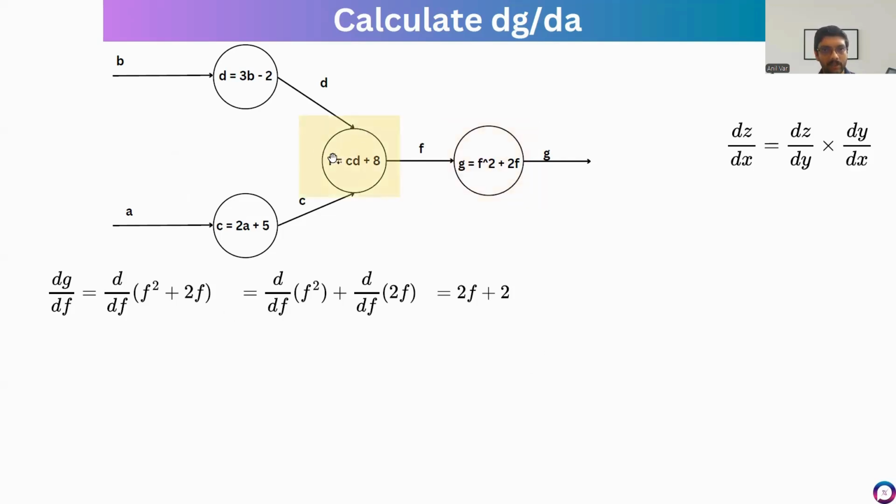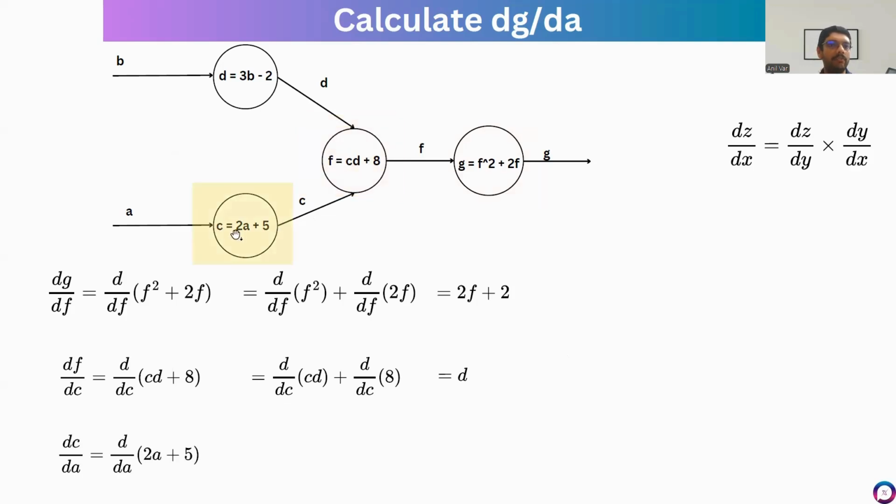So now next, we've done this. Now we're here. So now what we need is df by dc. Right? So it's d by dc of cd plus 8. We know d is not dependent on c. This is a constant. So this term goes away. And you take the d out because d is not dependent on c, and you get d. Right? Simple. You're following?